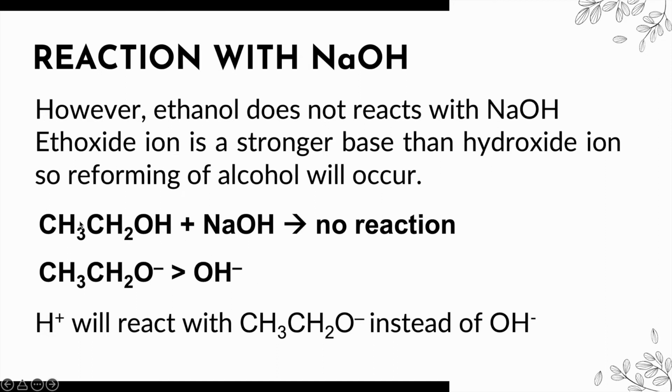For example, when ethanol forms ethoxide and H plus, it forms CH3CH2O minus and H plus, and it will react back with the H plus. So no reaction can occur. This O minus will not react with Na plus. It will react back with the H plus, because this CH3CH2O minus is more reactive than OH minus. So OH minus will not react with H plus, but CH3CH2O minus will react back with H plus. So we cannot form CH3CH2O minus and Na plus, because it will react with H plus back, being more reactive than OH minus. That's why there is no reaction between sodium hydroxide and ethanol.